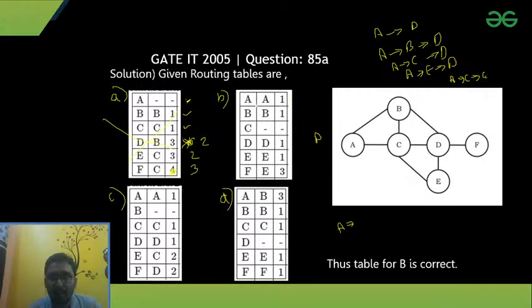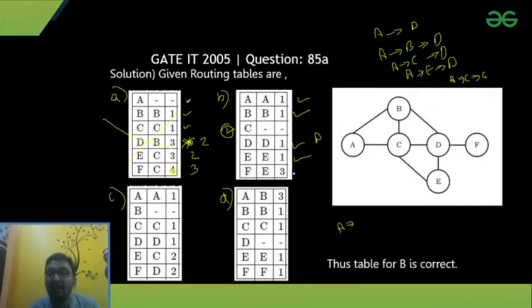Now let's see the other table. You can see the entry for C is dash, so this is the routing table for C. Now for C, C is having distance 1 from A. Yeah, this is correct. C is an immediate neighbor of A. C is having distance 1 from B. This is also correct. C is an immediate neighbor of B. C is having distance 1 from D. This is also correct because they are immediate neighbors. C is having distance 1 from E. This is also correct. C is also an immediate neighbor of E.